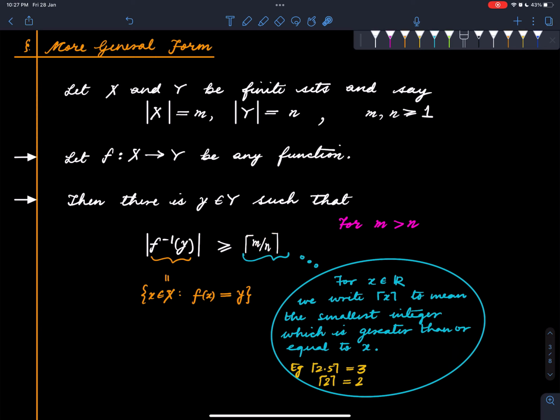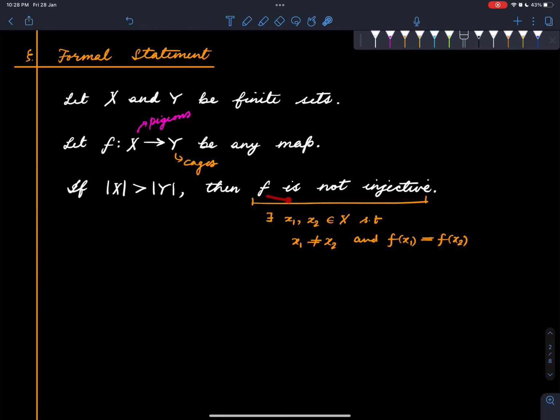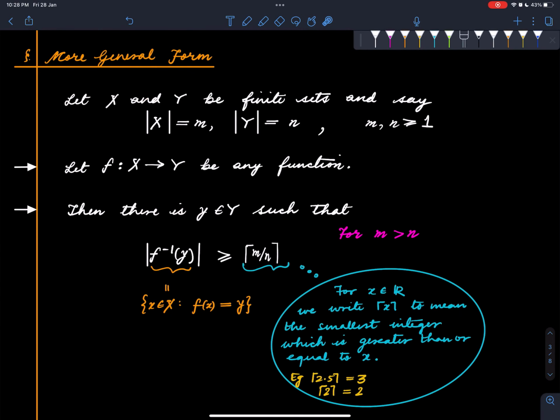So the statement says that there is some y such that the pre-image of y has size at least 2, meaning there are at least 2 things which map to the same thing under F, which is to say that F is not injective. So this is capturing the previous statement where we just said this much. That much is contained here because we just showed it.